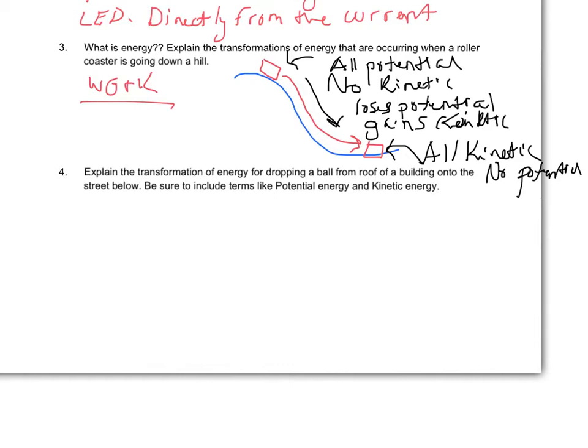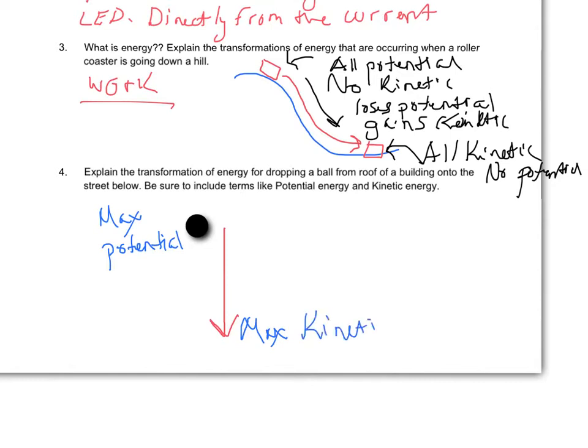We have a ball, and that ball is going to be dropped from the roof of a building down to the floor. Now when it's at the top, it has our max potential. And again, as it falls, it is losing its potential and transforming into kinetic. When it reaches the bottom, it is at its max kinetic.